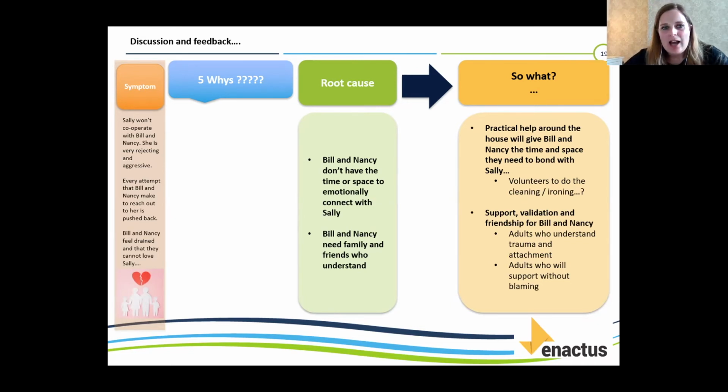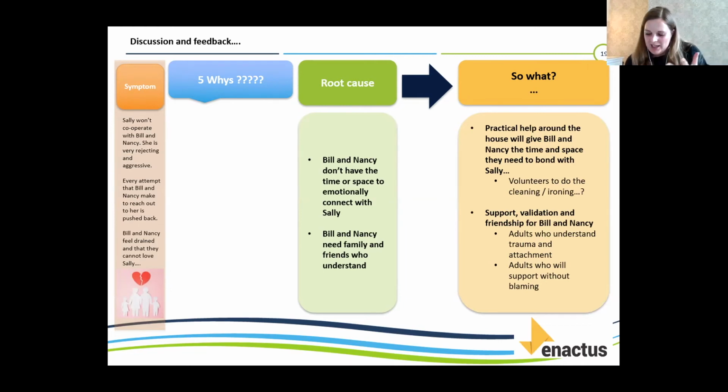So practical help around the house will give Bill and Nancy the time and space they need to bond with Sally. So that could be as simple as volunteers coming in to do the cleaning and the ironing, which would give Bill and Nancy time to take Sally swimming or something. And the other thing that we could look to build in is support and friendship for Bill and Nancy. And that would be from adults who've been through similar experiences to them, and who can support them without blaming them.